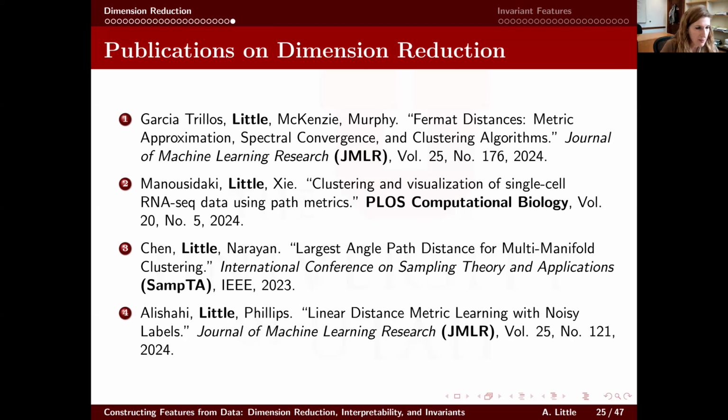Okay, maybe this is a good time. I want to tell you a little bit about invariance for feature construction, but maybe before that, should I pause for questions? Anybody have any questions at this point?